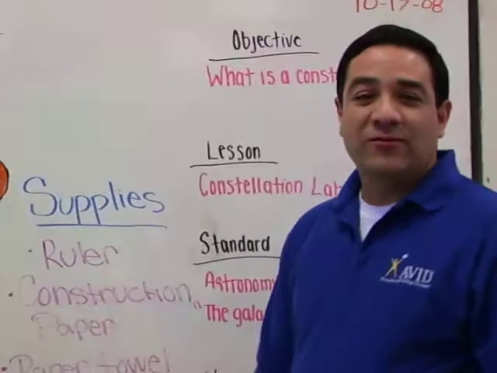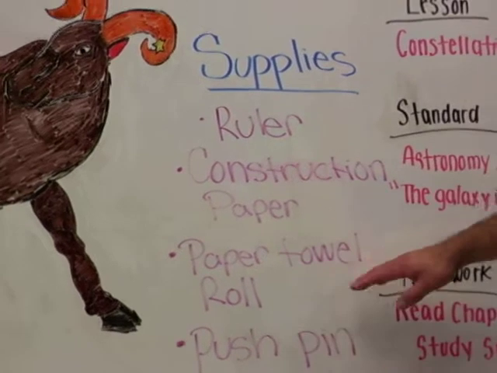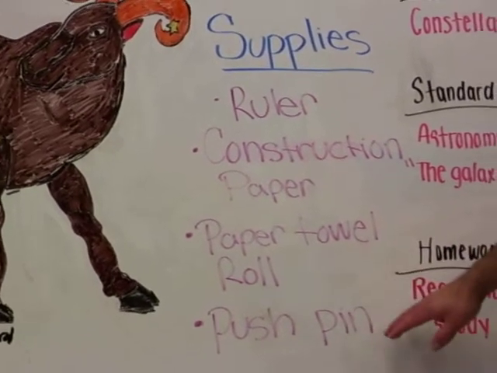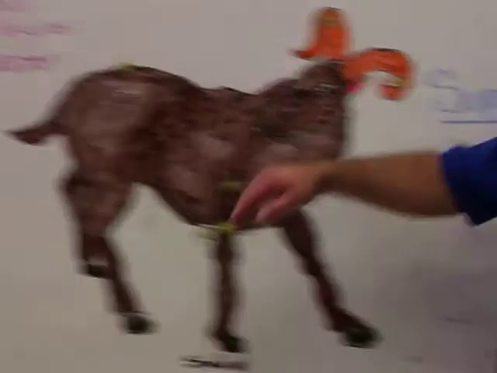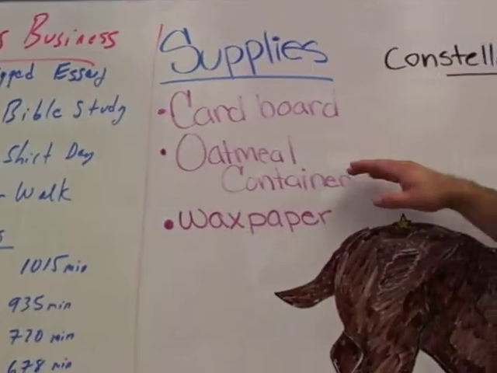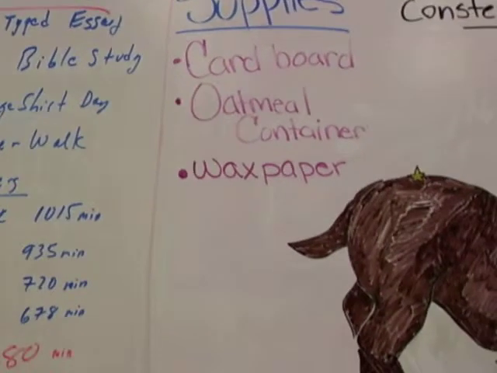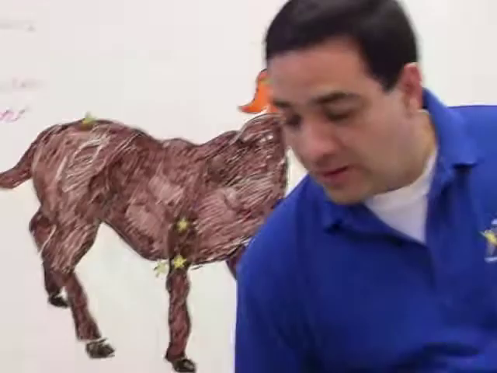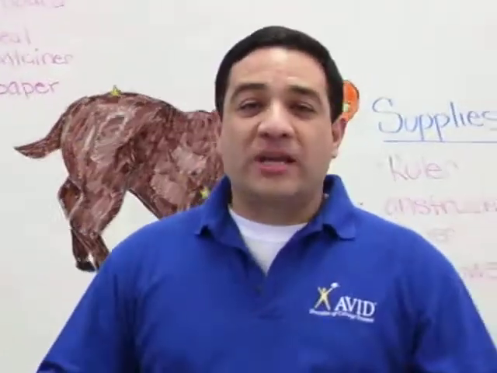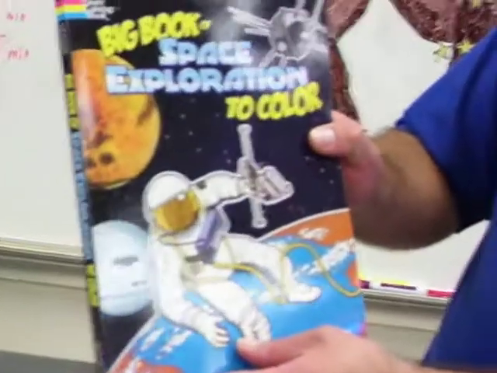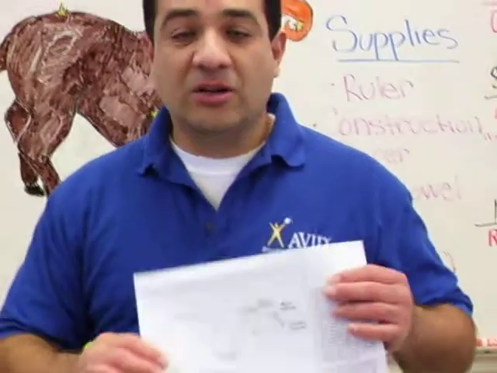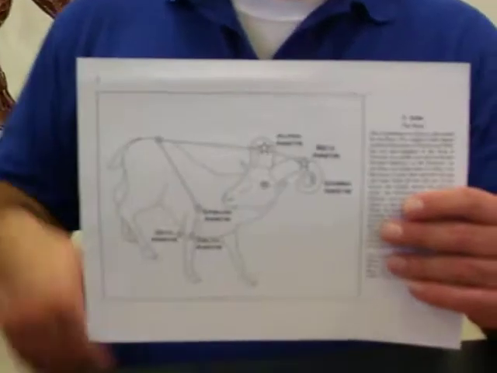Some of the supplies you will need for today's lab are a ruler, construction paper, paper towel roll, pushpin, cardboard, an oatmeal container, and wax paper. Today's worksheet comes from the Dover coloring book, the big book of space exploration to color. This particular worksheet came from this book, but it really could come from anywhere, the internet or another book.